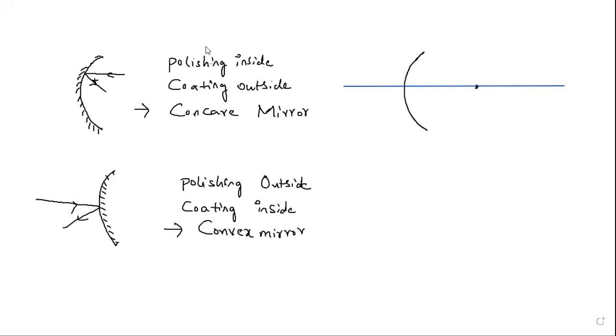What is happening here? The straight line and this mirror are meeting at one point, right? This point we call the pole. This point, which is the center of the sphere, we call the center of curvature. And the line which we have taken is the principal axis. Clear, beta, these three points?